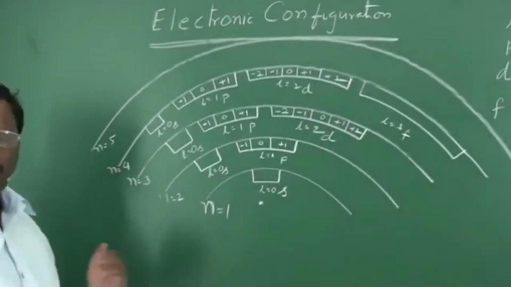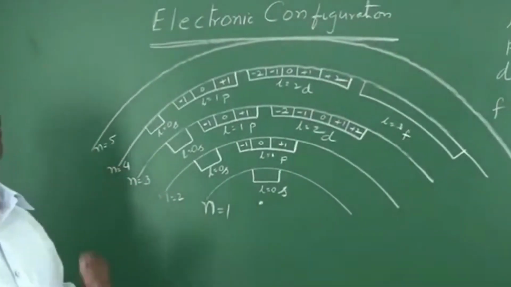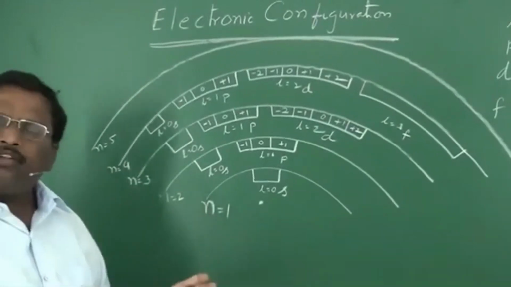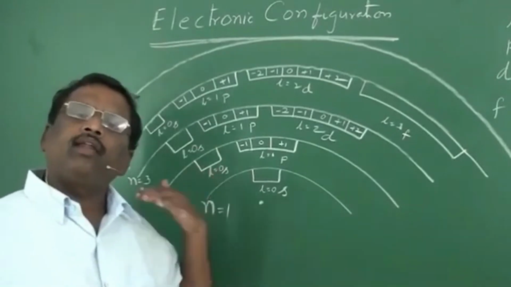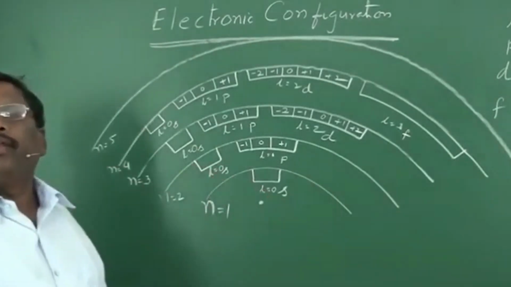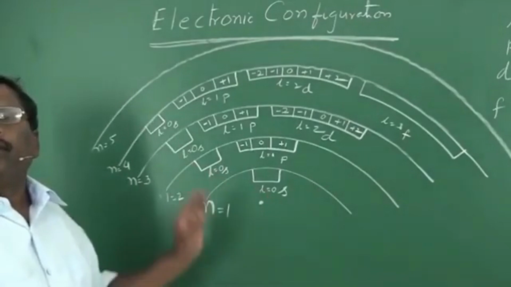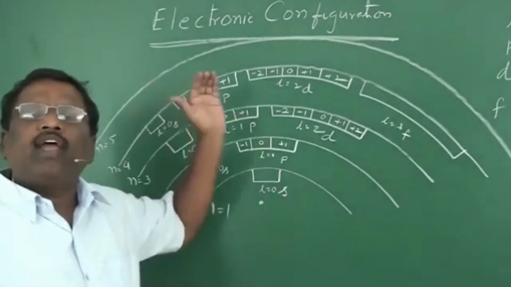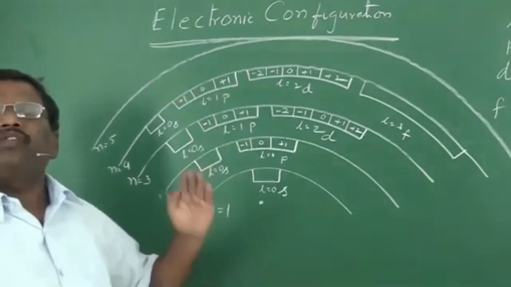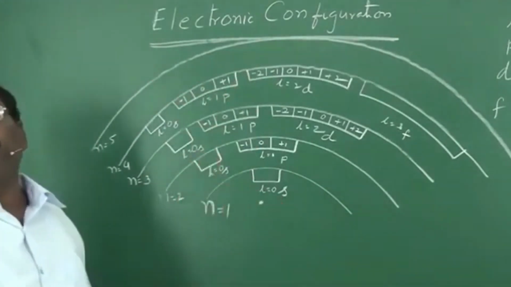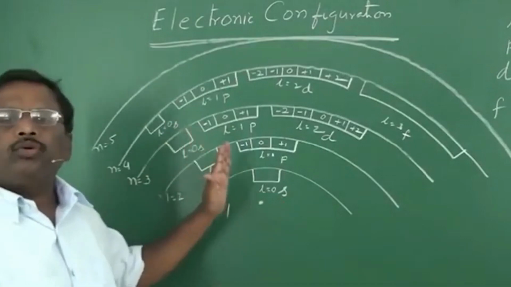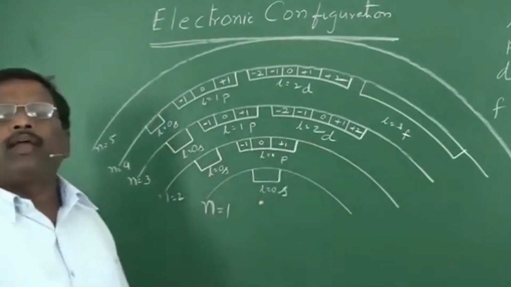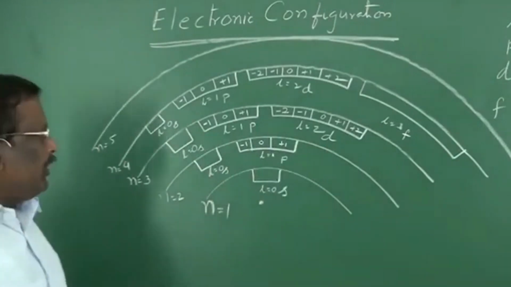Whether it is 3d orbital, 4d orbital, or 5d orbital, 3d sub-energy level, 4d sub-energy level, or 5d sub-energy level, it will have 5 orbitals with 5 m values, and those m values are from minus 2 to plus 2, including 0.